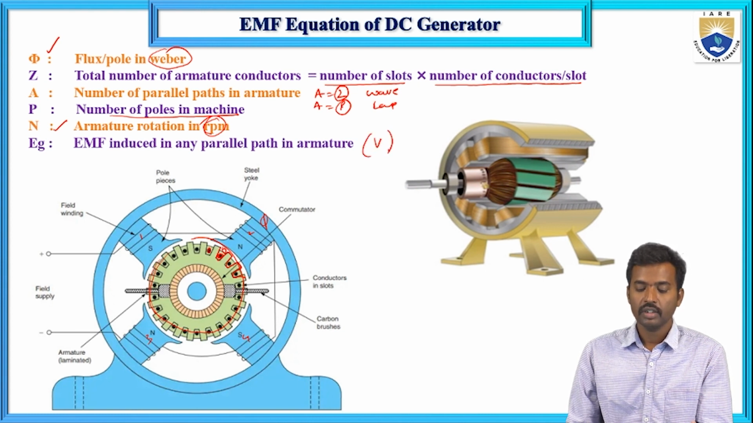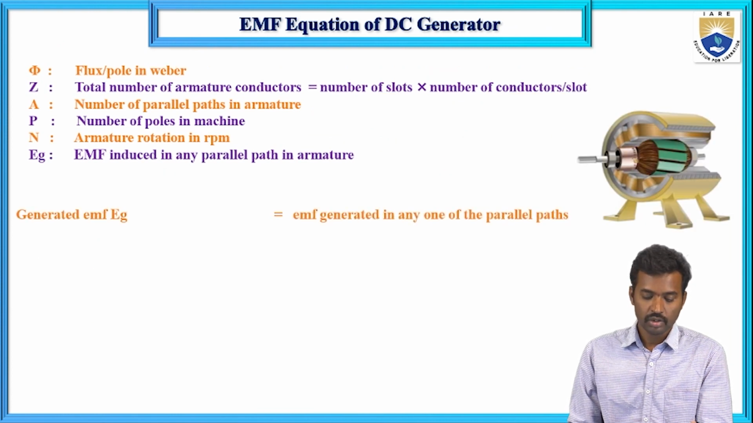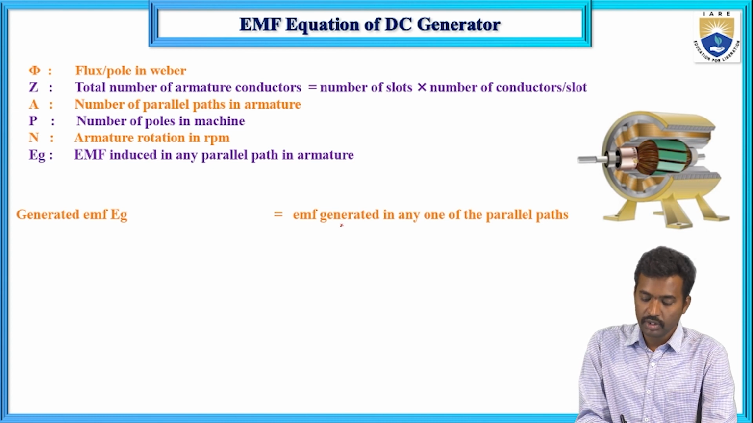Now here is the derivation for the induced EMF. EMF will be generated in the armature conductors, and that induced EMF derivation we will see here. So the induced EMF in any one of the parallel paths.